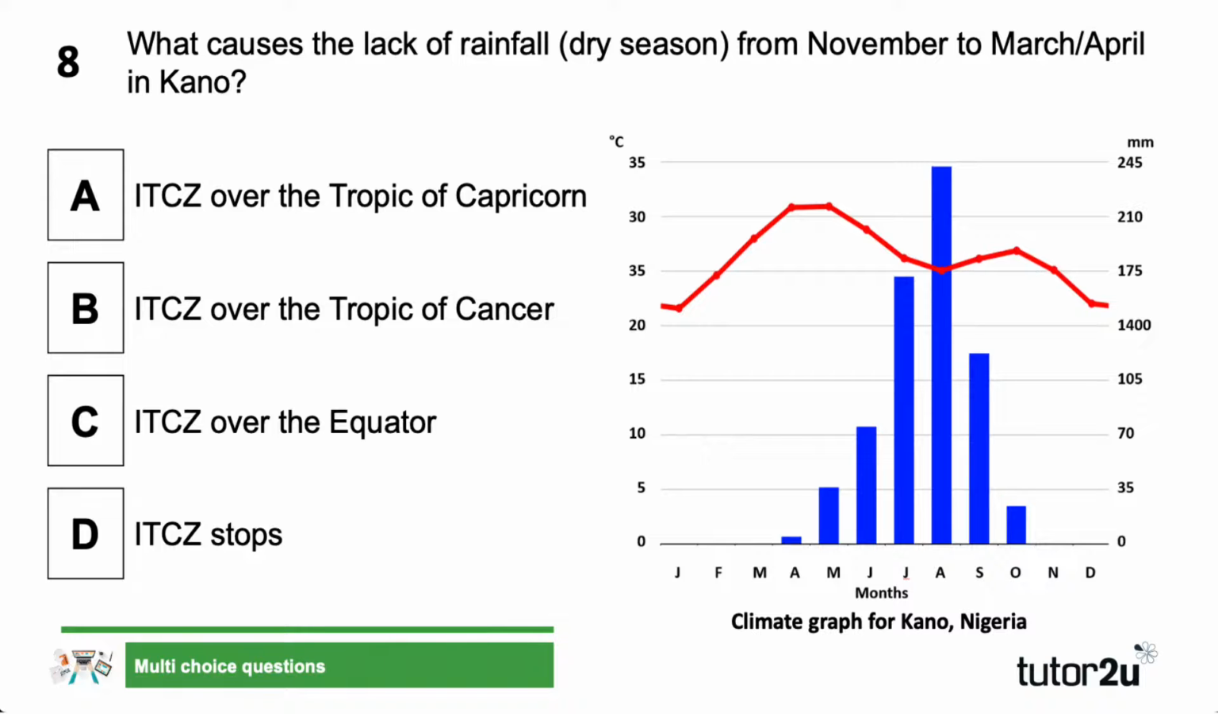Let's take a look at the correct answer. It needs to be over the Tropic of Capricorn in the Southern Hemisphere. And that's when we would have our winter. That would bring a drier season in places that would normally have this kind of climate. So they have a dry and wet season.